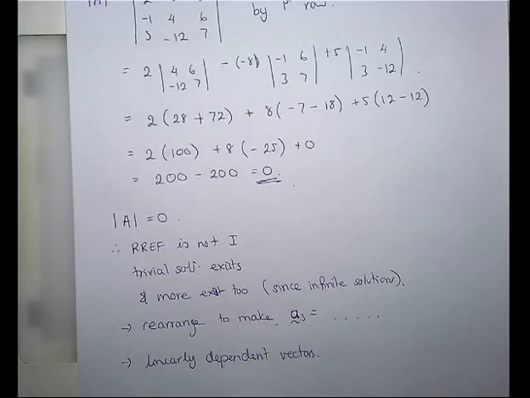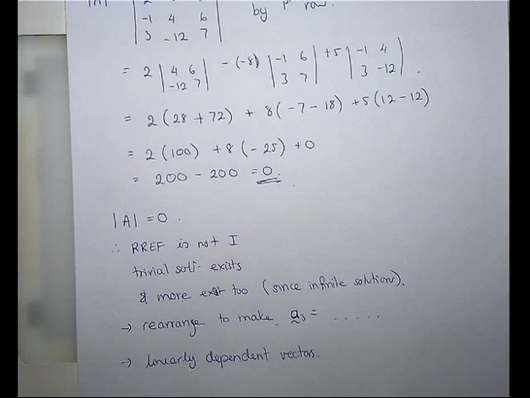Does anyone want to ask any questions about that one? So if it's square, you can find the determinant, and from that you can tell what kind of solutions it can have, and from that you can tell if it's linearly independent or dependent. Where are we up to?